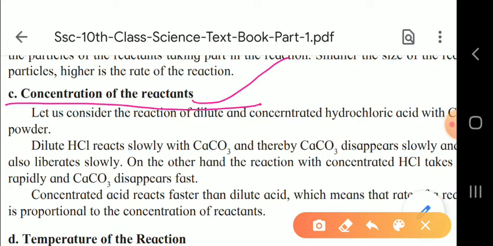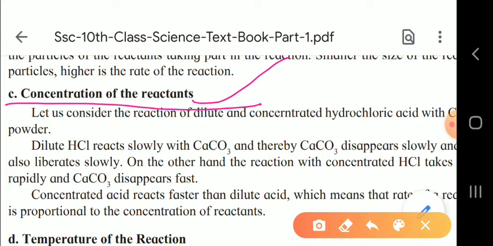So here we have to put calcium carbonate in the test tube where we have taken the dilute hydrochloric acid. So here the calcium carbonate disappears slowly and the carbon dioxide gas will be released. Now on the other hand, in the second test tube where we have taken the concentrated hydrochloric acid, there calcium carbonate will disappear fast.